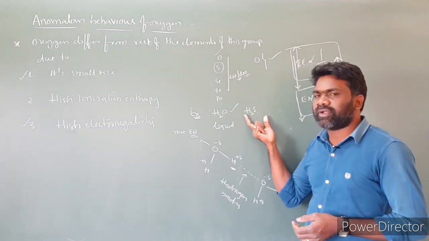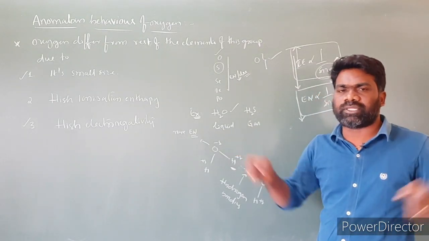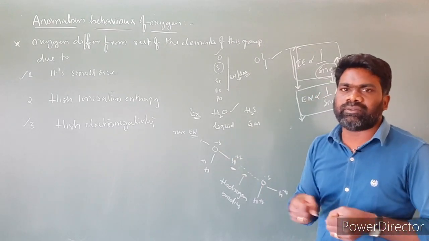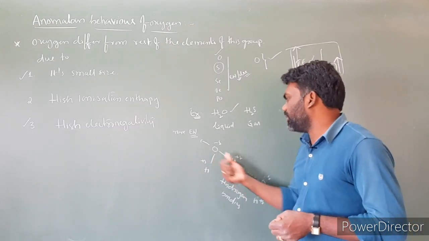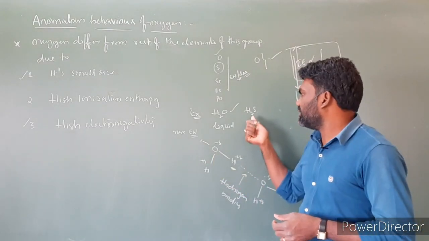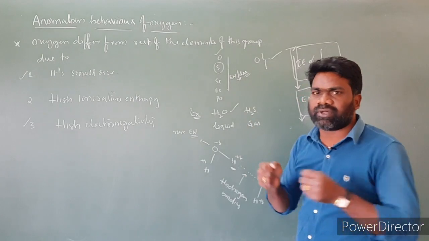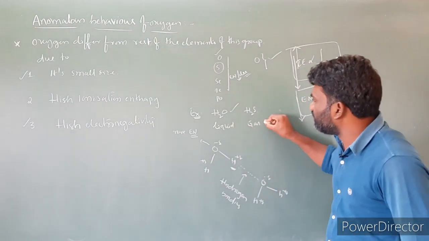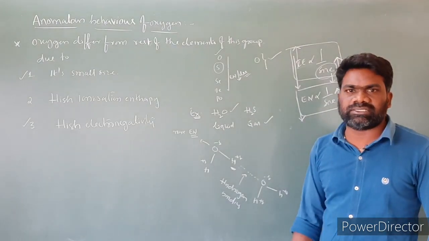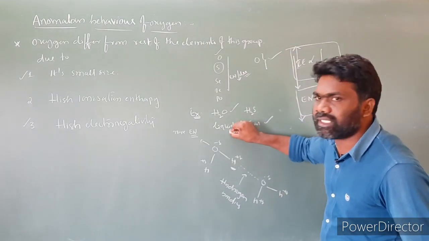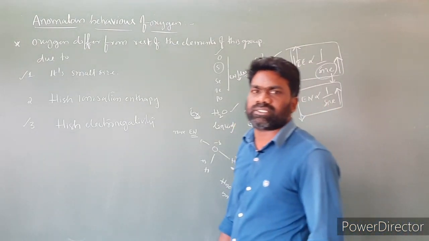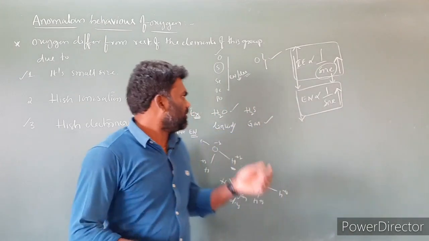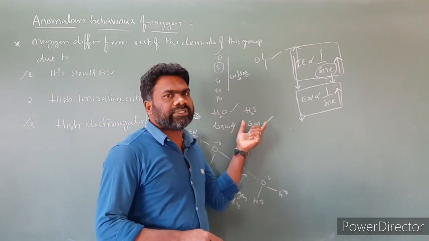Due to lack of hydrogen bonding, molecules are far away from each other. If hydrogen bonding is present, the molecules are in very close contact, and separating them requires high energy. Due to lack of hydrogen bonding, H2S is gaseous in state and H2O is liquid in state. This is the reason why water is a liquid and H2S is a gas.